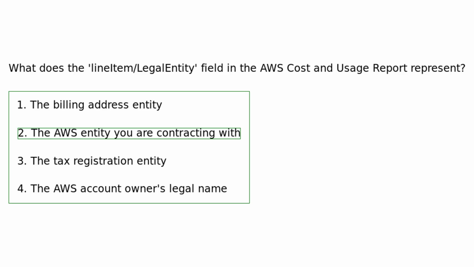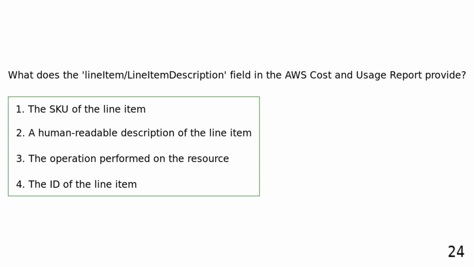The line item/legal entity field shows which AWS legal entity you are contracting with, which can vary by region and is important for legal and tax purposes. What does the line item/line item description field in the AWS cost and usage report provide? The SKU of the line item. A human-readable description of the line item. The operation performed on the resource. The ID of the line item.